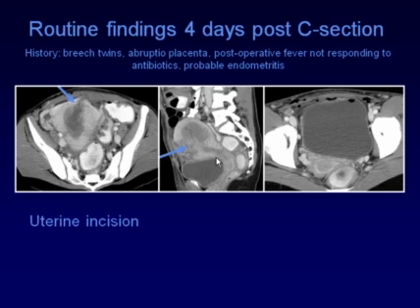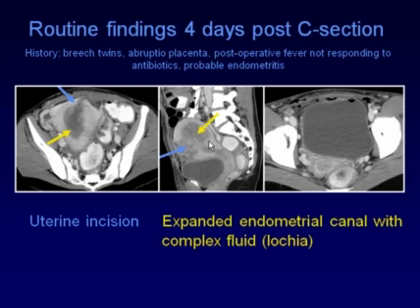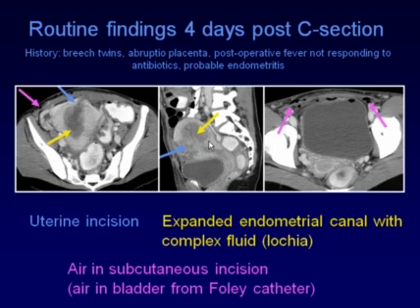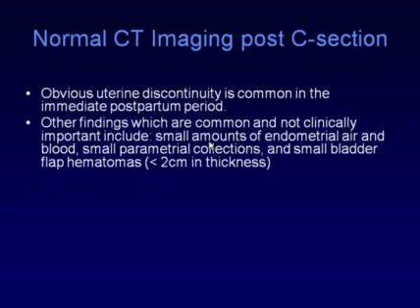First, you can notice that you can see the uterine incision. It looks rather prominent, and there is a fair amount of blood products within the uterine cavity at this point, but the incision itself is fairly routine. The canal is expanded with complex fluid, and there's air in the subcutaneous incisions, and there's actually a little focus of air in the bladder. So these are also within the realm of normal imaging.